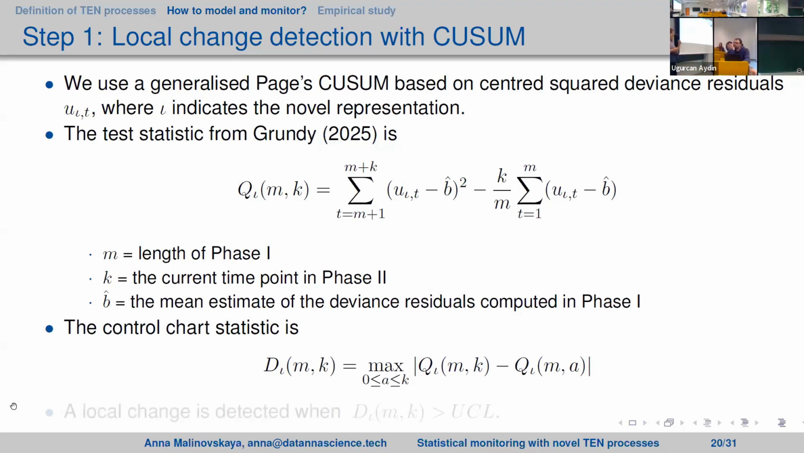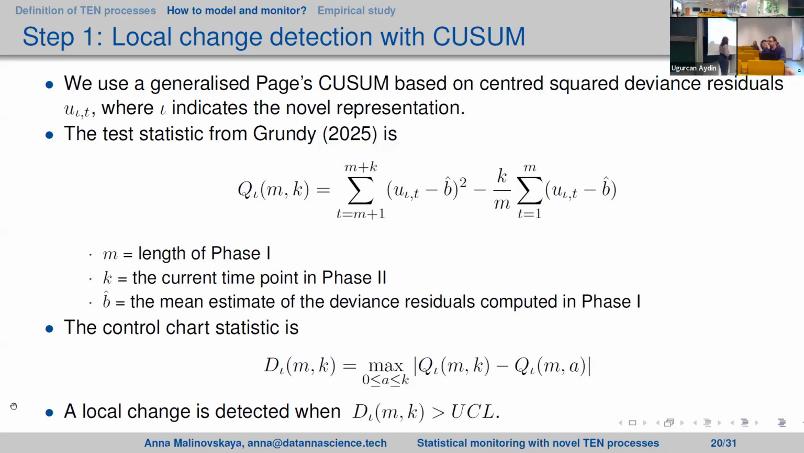And in the CUSUM, you just need the upper control limit. I didn't include the upper control limit formula here, but you can find it in Grunti 2025. You compare whether the control chart statistic D meets or falls below the upper control limit. If not, we need to signal that there is an anomaly state.